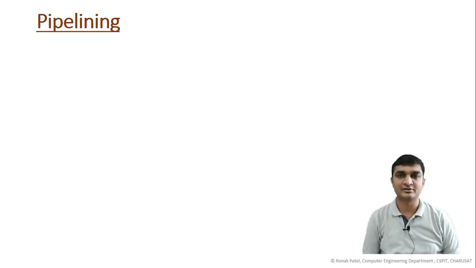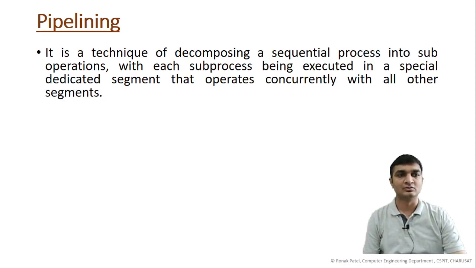Hello everyone. So next we'll see the pipelining. This is one technique to achieve parallel processing. It is a technique of decomposing a sequential process into sub operations, with each sub process being executed in a special dedicated segment that operates concurrently with all other segments, so you can overlap, right?